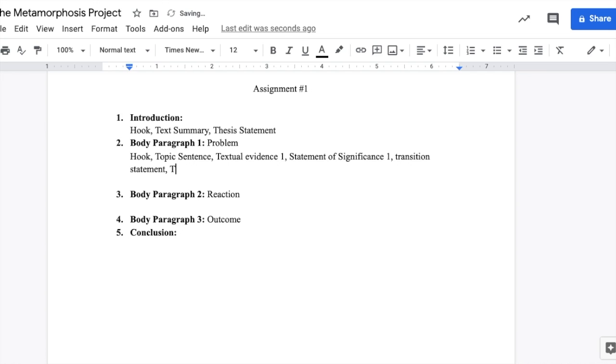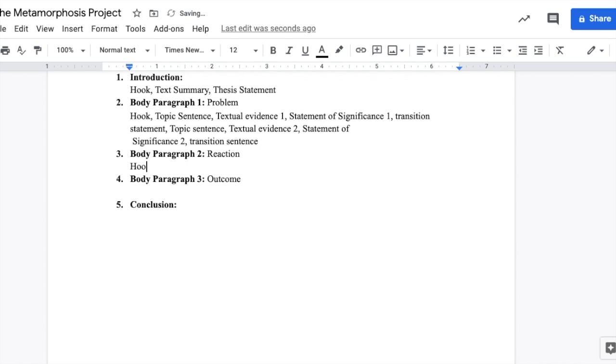And then once again, you start with a topic sentence, and then you include a second piece of textual evidence to support that topic sentence or main argument, and then you end it off with the statement of significance again, basically similar to what was done in the first round of this paragraph. And then you end it with a nice little transition statement and move on to the second paragraph, which is the same thing as the first.